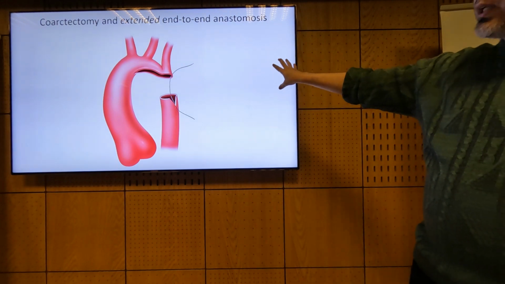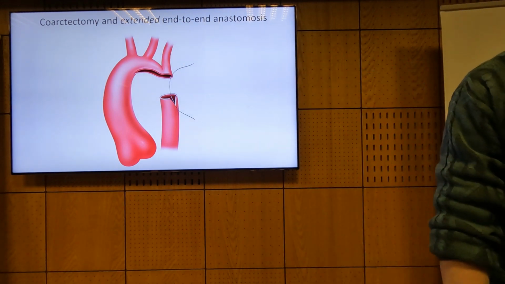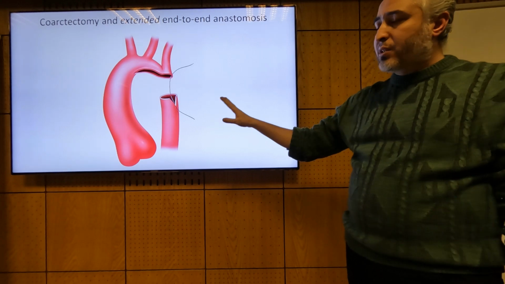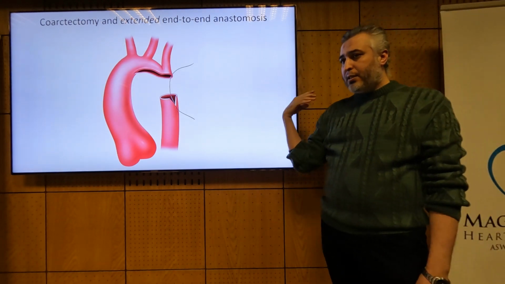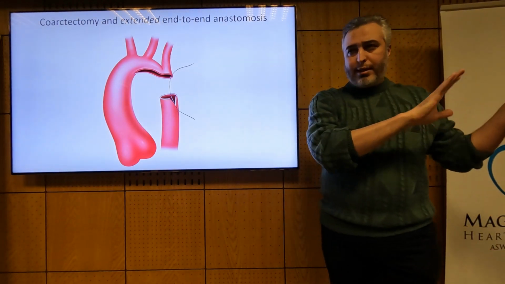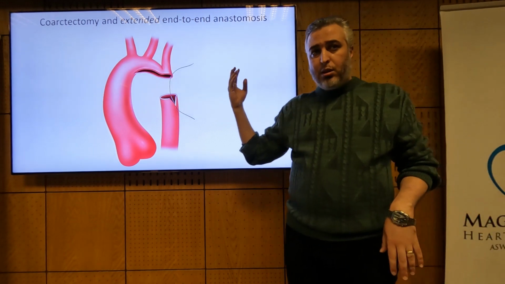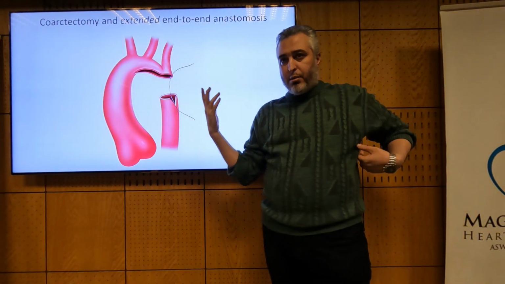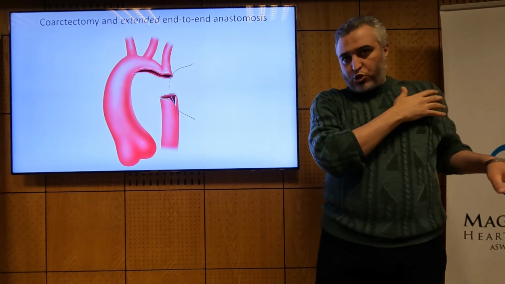So this is coarctectomy and extended end-to-end anastomosis. So most of these techniques, except the one with the extra-anatomical bypass, are actually being done via thoracotomy, and usually a left thoracotomy if the arch is left-sided.